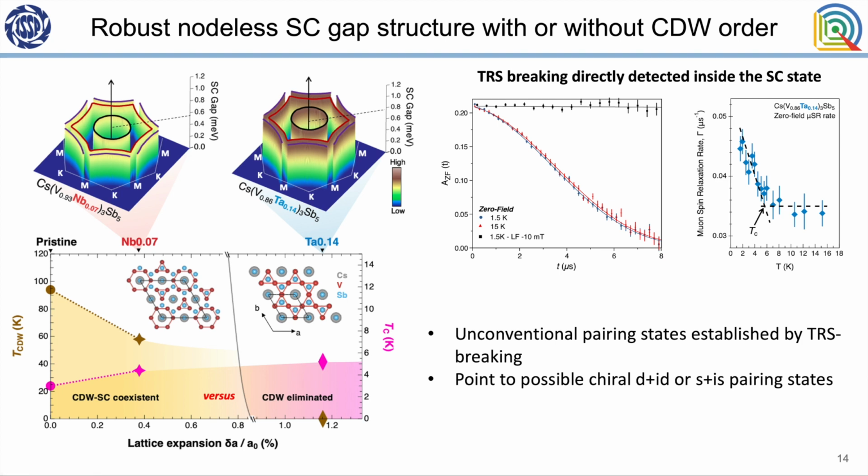Therefore, our combined ARPES and muon spin relaxation results together suggest isotropic and time-reversal-symmetry-breaking pairing states in these CsV3Sb5 Kagome superconductors, that is, the chiral d+id or s+is pairing symmetries.